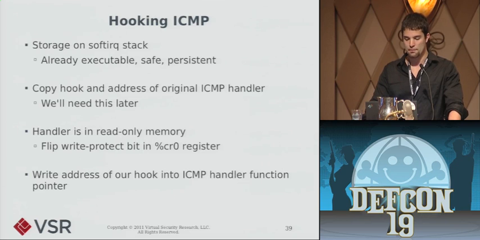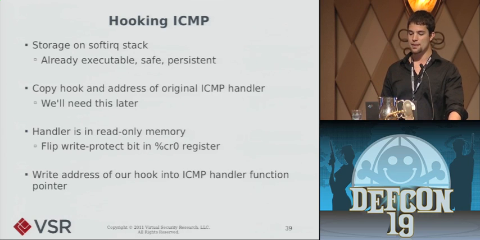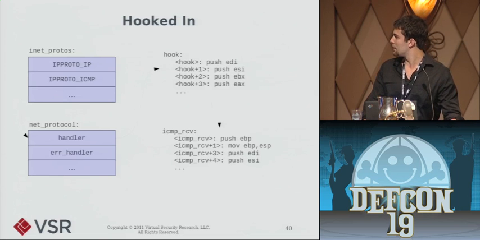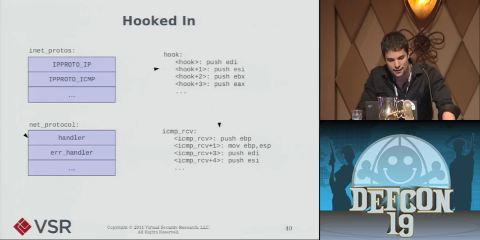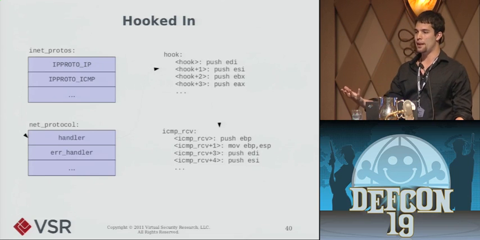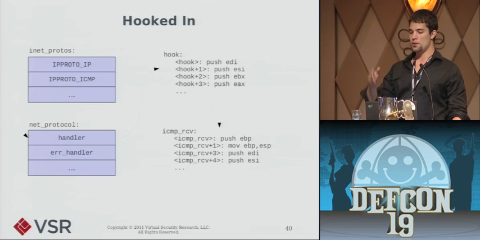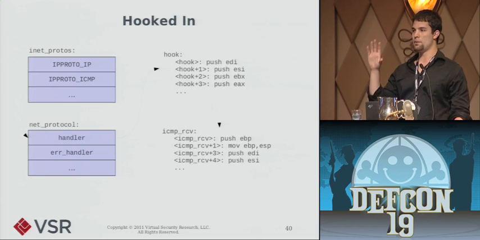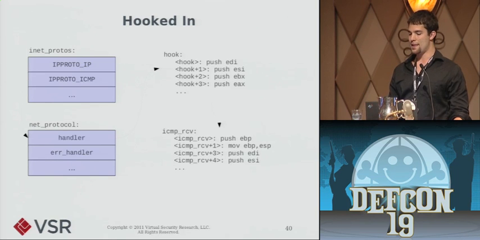Which comes in handy. So what we do is we flip this bit. Now we can write into read-only memory. We write the address of this hook that we just copied in into the ICMP handler function pointer, and then it looks something like this. Wow, those are really narrow arrows, I guess. So whenever our kernel receives ICMP data, it will call that handler function pointer, and execution will go to this hook that we installed. It will run whatever code we choose to run there, and then presumably when we're done, we're going to call the original ICMP function so that ping still works and stuff like that.